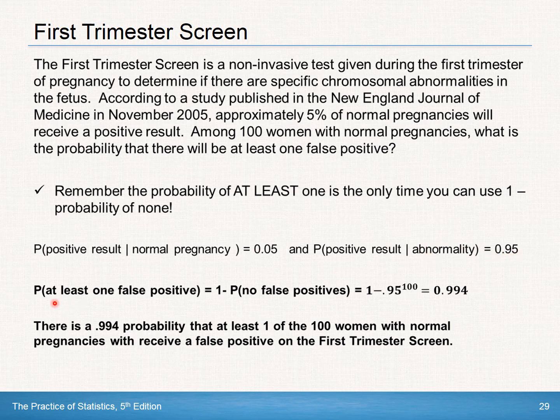So the probability of at least one false positive is 1 minus the probability of none. So what is the probability that I'm going to get no false positives? That's your 0.95 raised to the 100. So 1 minus 0.95 to the 100, because all 100 would have to have no false positives, equals 0.994. So there's a 0.994 probability that at least one of the 100 women with normal pregnancies will receive a false positive on the first trimester screen.